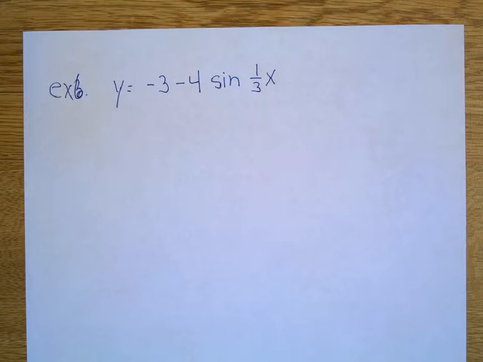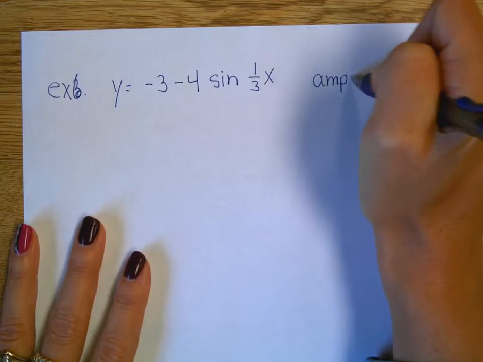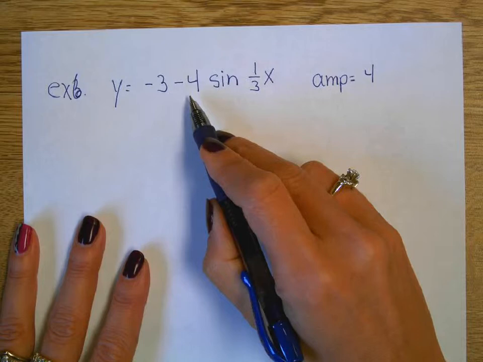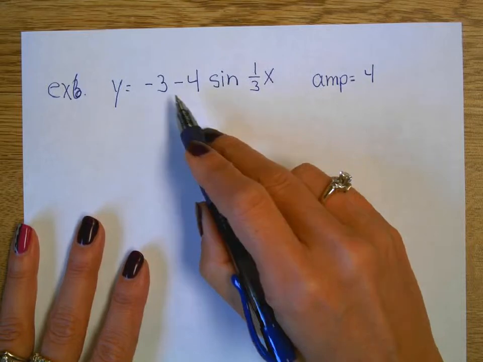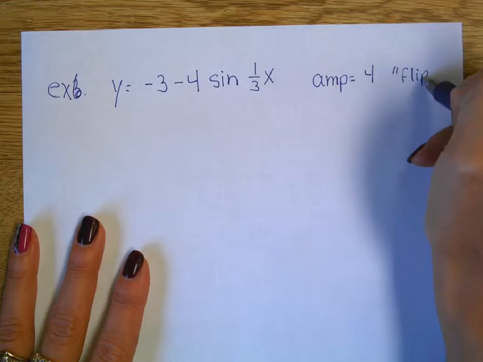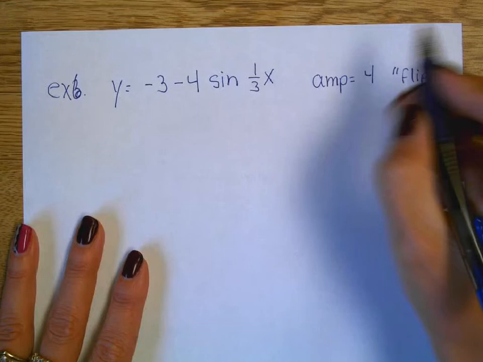Pick out the 3 key values before we get started. Amplitude, period, vertical shift. Okay, first things first. Amplitude is 4. But remember, because it's a -4, what are we going to do? Everything's going to be flipped. We're going to flip the graph over. Flipping means max and min switch. So 4 with a flip.